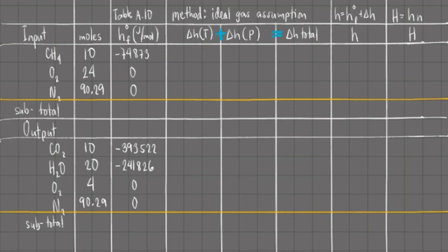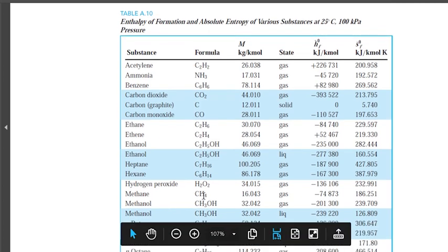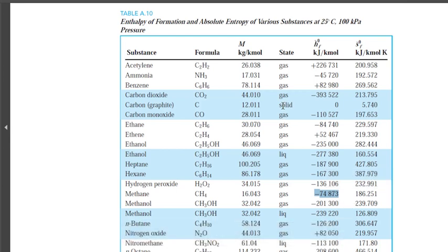For the book Fundamentals of Thermodynamics by Borgnakke and Sonntag, this is listed in table A.10. This is the table that we are pertaining to, table A.10. In here, you can see several commonly used substances and their values of the standard enthalpy of formation and the standard entropy of formation. The units of the standard enthalpy of formation are in kilojoules per kilomole or in joules per mole. I have listed the values of methane, CH4, that's negative 74,873. Carbon dioxide, that is negative 393,522.